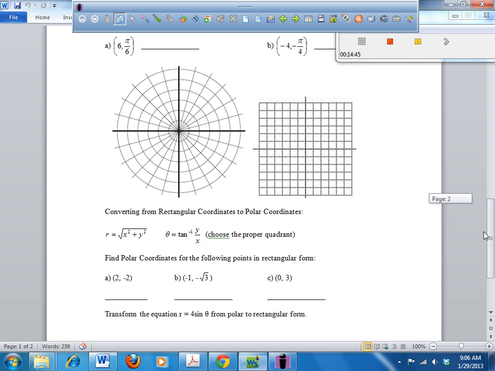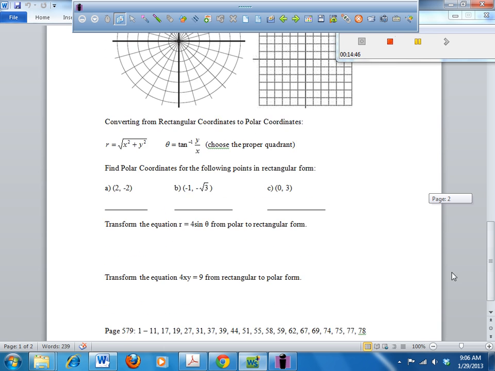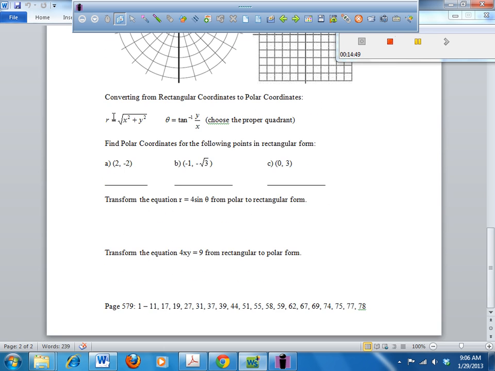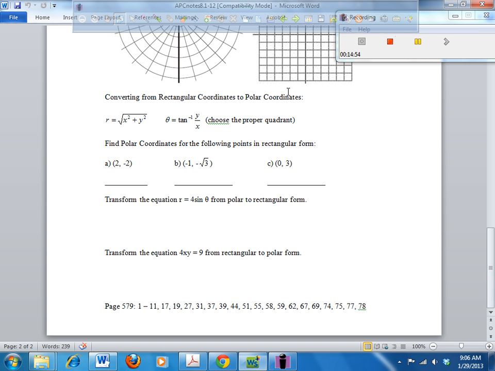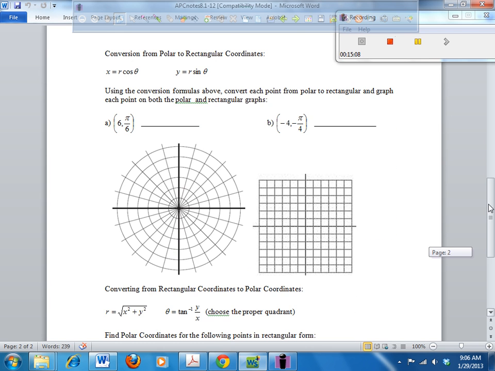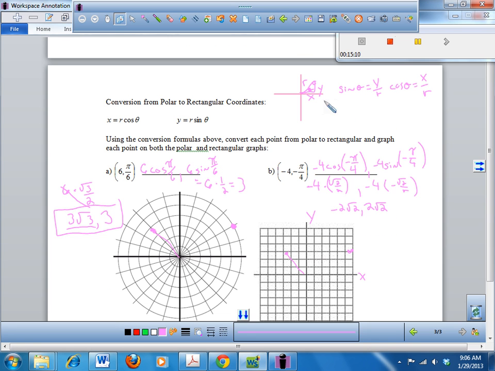Moving on to this. Converting from rectangular to polar coordinates. So r, because of the Pythagorean theorem, is equal to the square root of x squared plus y squared. And theta is the inverse tangent of y over x. And you can see that from that little picture I drew, okay? Right? Tangent theta is y over x.